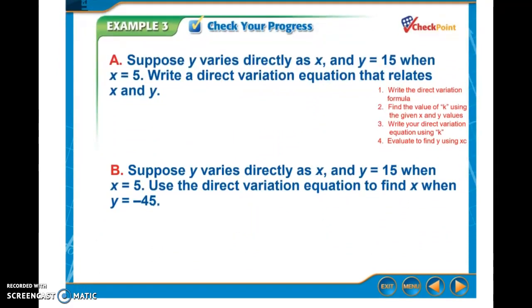Okay, so you try this. Try this one, see if you can do it, and then pause the video and then go back to it. Make sure that you can do this. If you've paused it and you're back with me, we're going to start out with y equals kx. This time y equals 15 and x equals 5. So our constant has to be k equal to 3. So now I know the formula: y equals 3x.